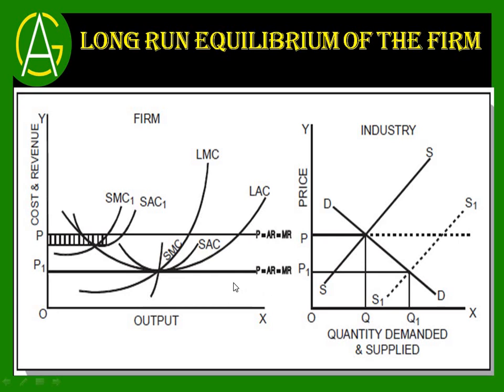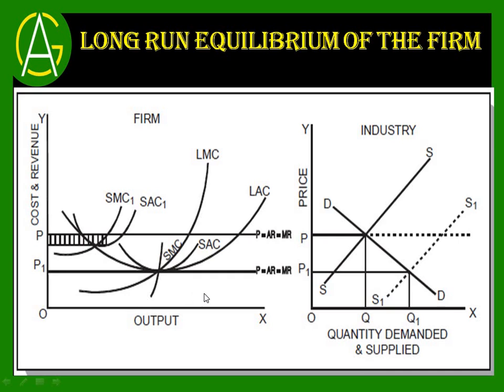Once again, in the long run, we need to find the long run equilibrium. In order to find the long run equilibrium, we again require the long run marginal revenue and long run marginal cost. So this is the long run marginal revenue curve and this is the long run marginal cost curve of the firm. At the point of intersection, we find the equilibrium point. So this is the equilibrium point in the long run.